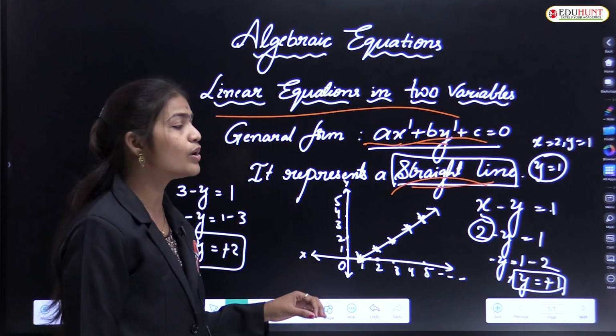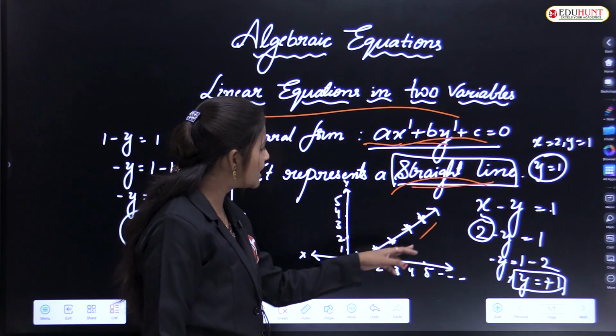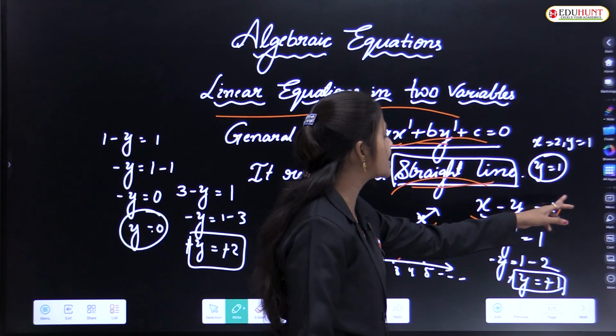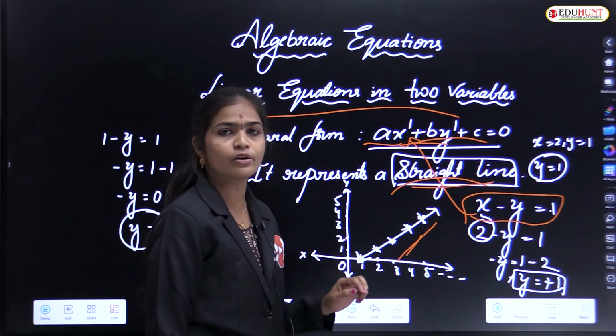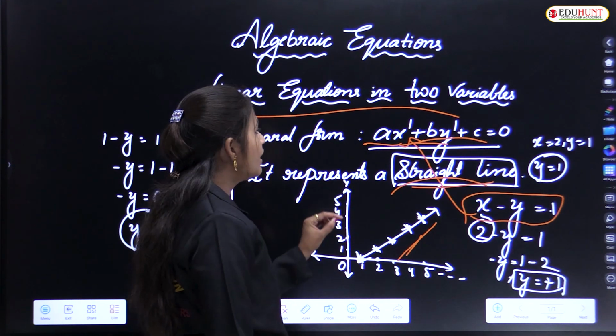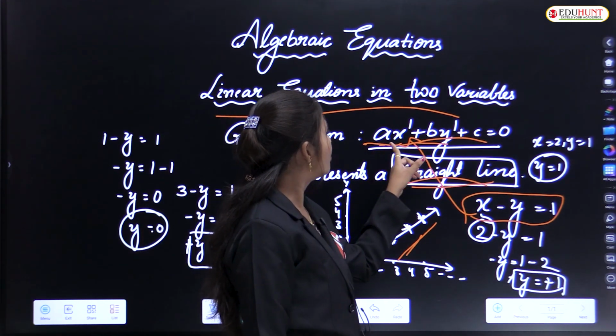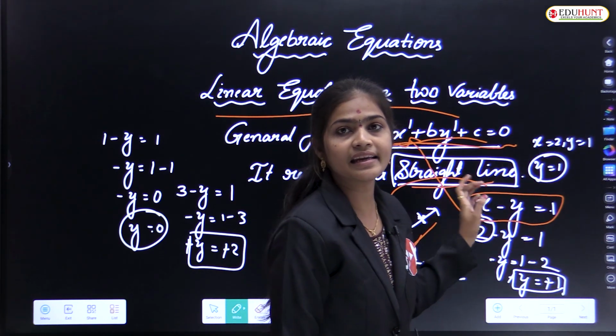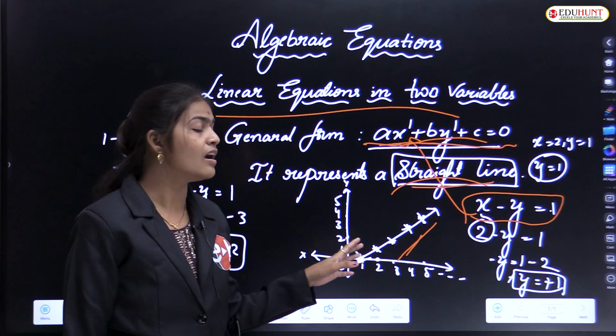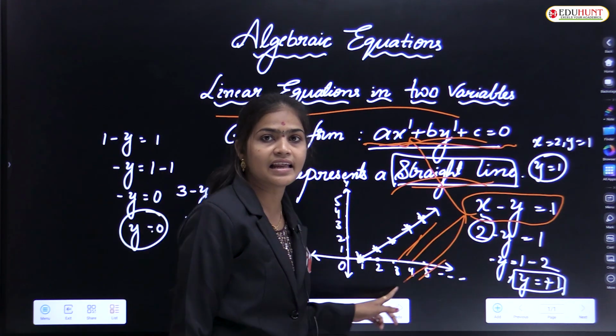You can observe here one of the straight lines. Which equation have we taken here? That is in the form of x minus y equals 1. So that is in the form of ax plus by plus c only, no? An equation in the form of ax plus by plus c equals 0, which means a linear equation in two variables, always represents a straight line.